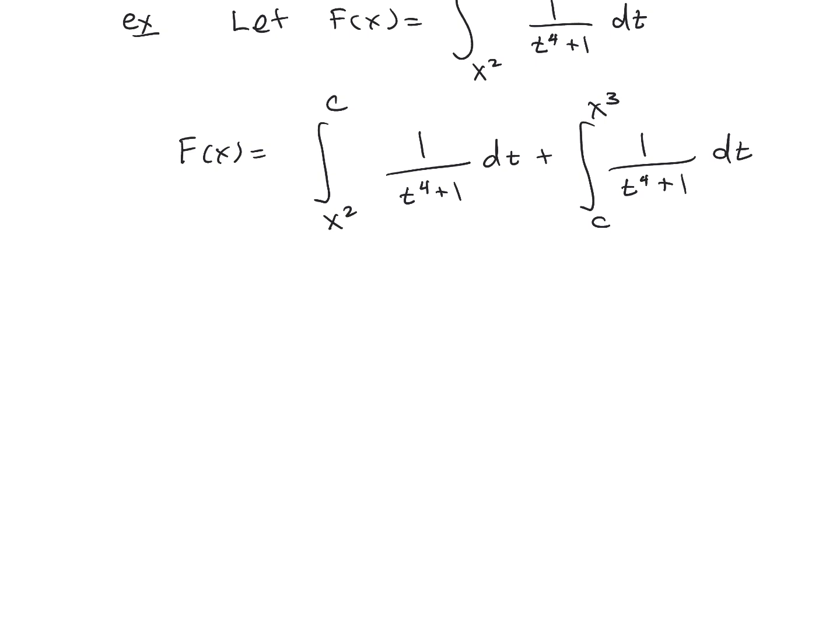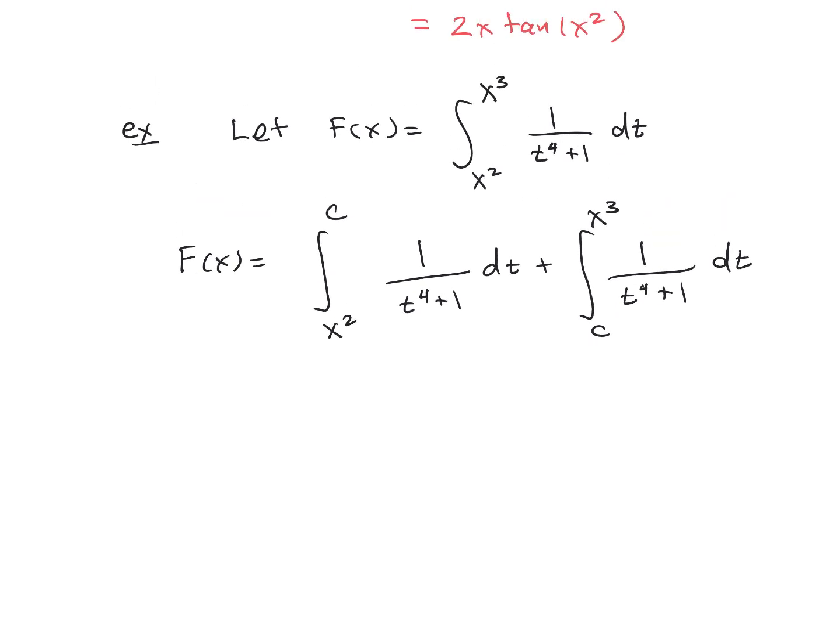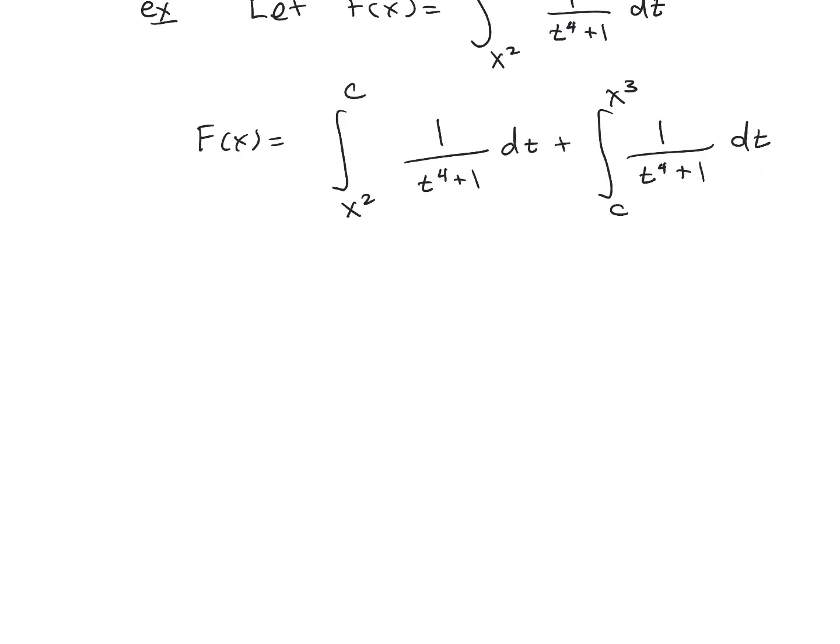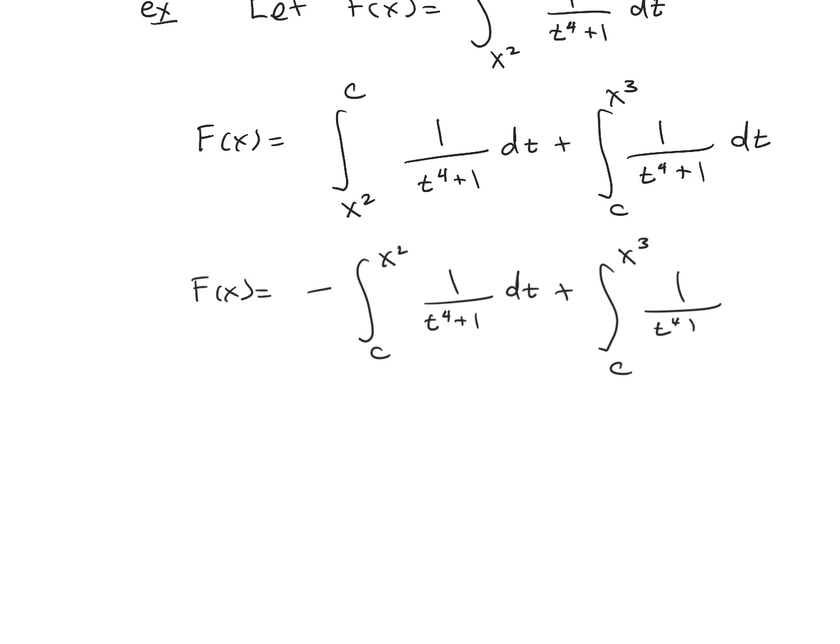And then we can go through and rewrite the first integral. So f of x is going to be the negative integral from c to x squared of 1 over t to the 4th plus 1 dt, plus the integral from c to x cubed of 1 over t to the 4th plus 1 with respect to t.